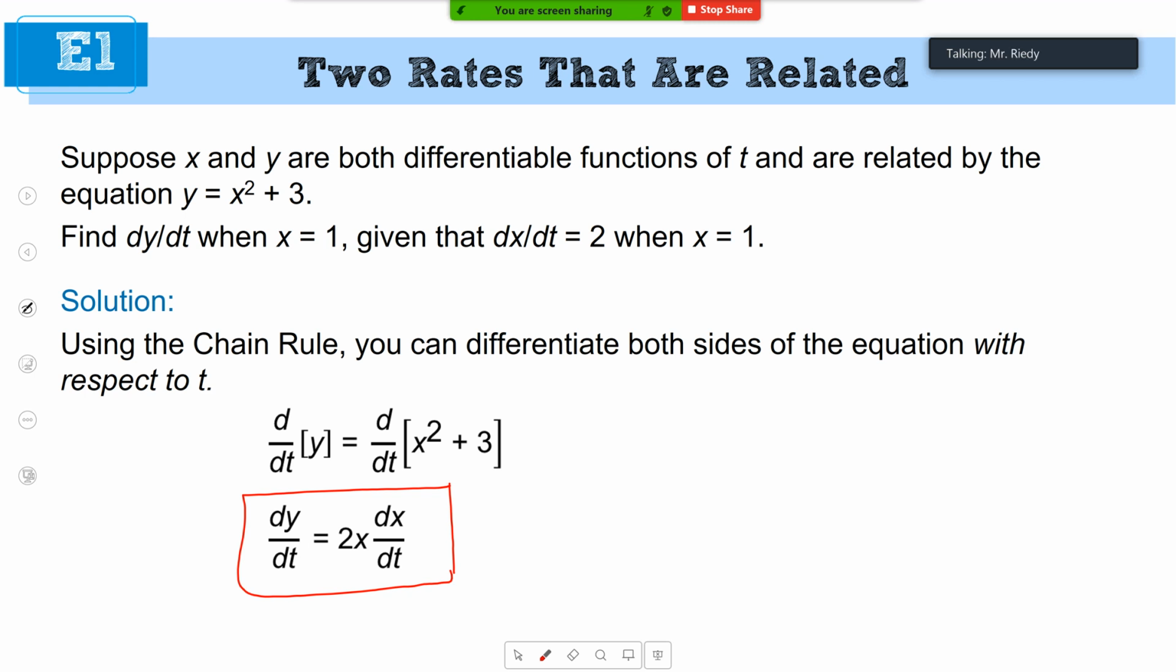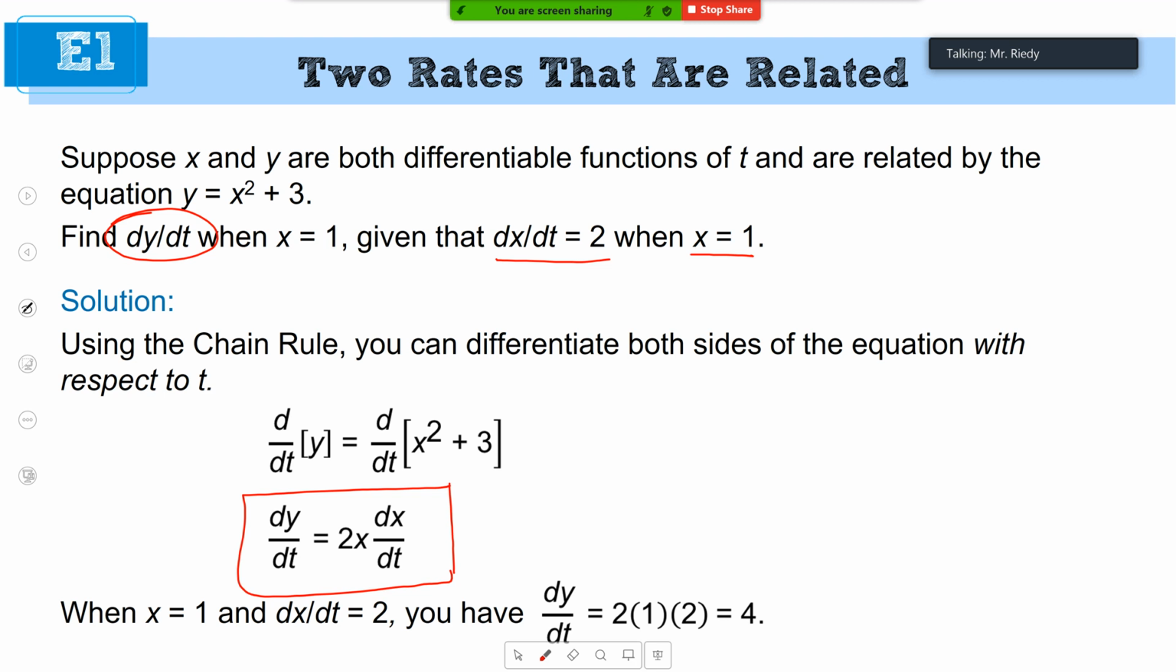Good. dy/dt, x, and dx/dt. If we go back to the problem, we know x, we know dx/dt, and we're looking for dy/dt. If you've done it correctly, you should have one less chunk of information than the number of unknowns. I don't know if that statement made any sense. If there are 5 unknowns in the problem, you better know 4 of the 5, otherwise you can't solve it. So we plug and chug there. We put in 1 for x, we put in 2 for dx/dt, and dy/dt turns out to be 4.